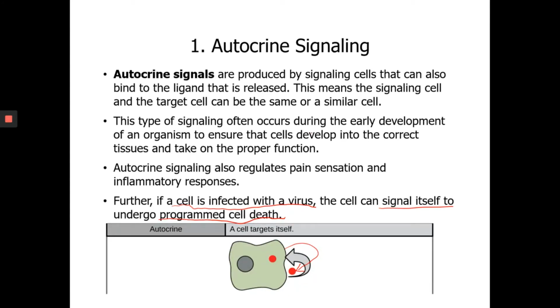This type of signaling occurs a lot during early development. Okay, signals produced by the cell itself can tell the cell to develop into the correct tissue and develop proper functions. So the signals will tell undifferentiated cells to develop into muscle cells, okay? Or brain cells, or even skin cells.